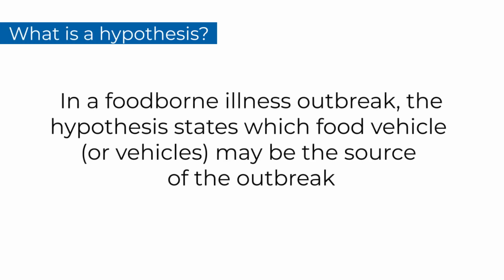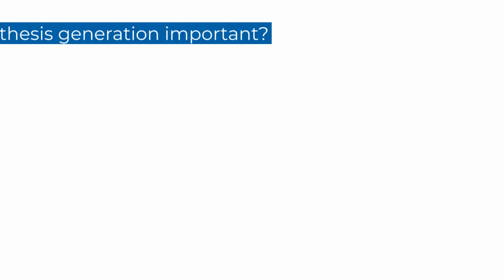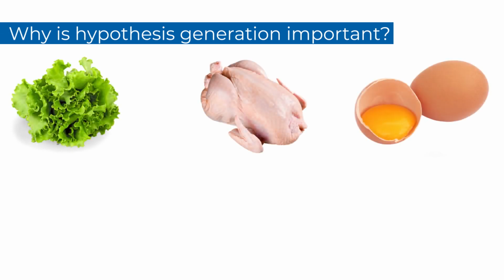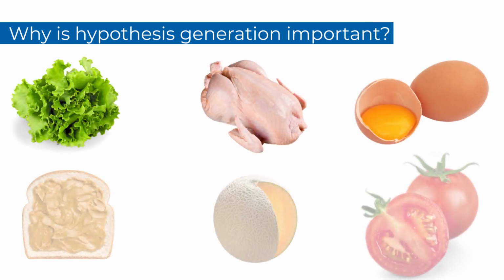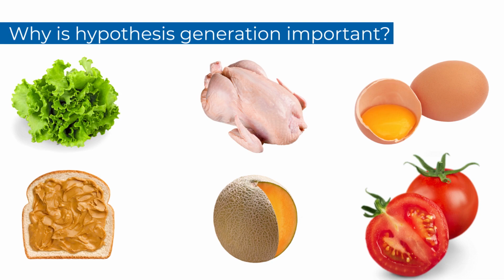Hypothesis generation is an important step in any outbreak investigation. In a foodborne illness outbreak, the hypothesis states which food vehicle or vehicles may be the source of the outbreak. Foodborne pathogens can be found in a variety of reservoirs and may be transmitted in several ways, making it difficult to identify specific food vehicles.